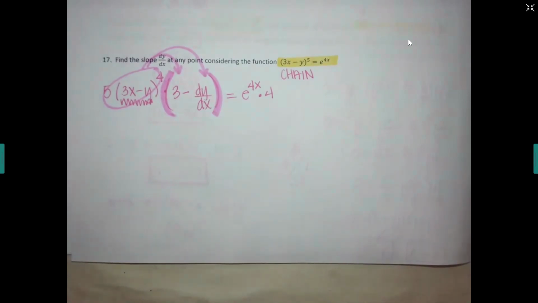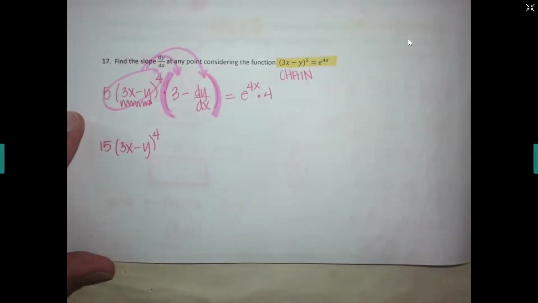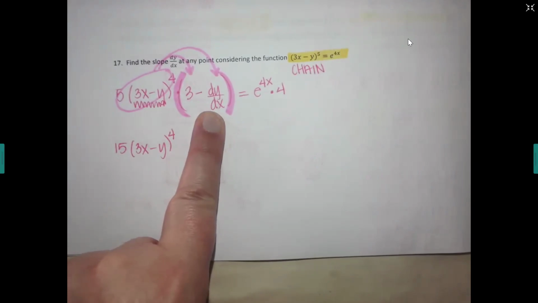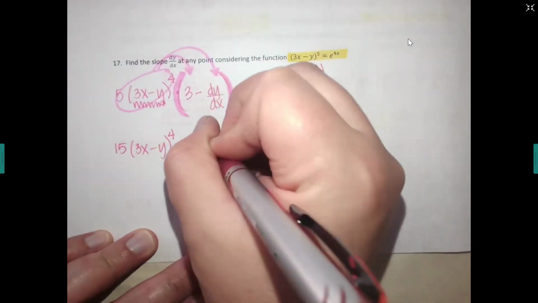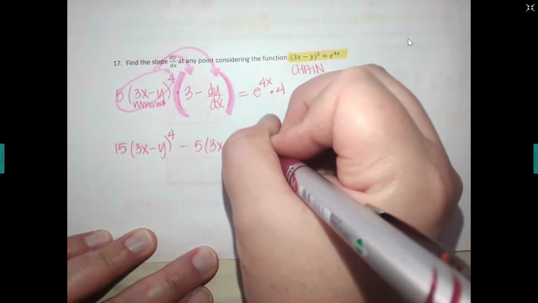So my 3x minus y to the 4th is going to times by 3. So 5 times 3, now that's a 15. And then the 3x minus y to the 4th is going to come with it. Next, I'm going to take that term and times it by the minus dy dx. So it's a minus 5 times 3x minus y to the 4th dy dx.